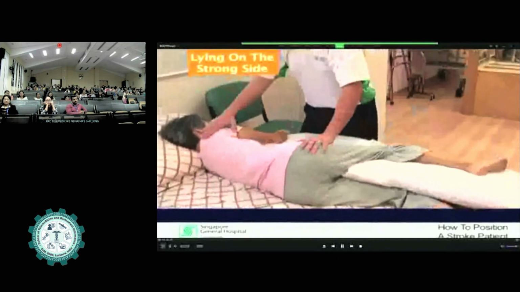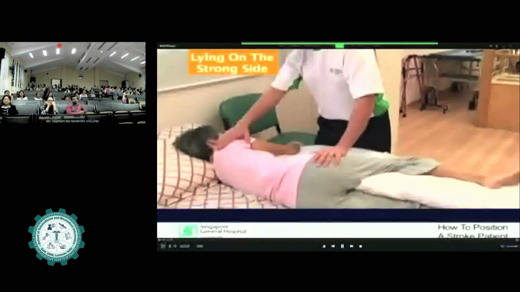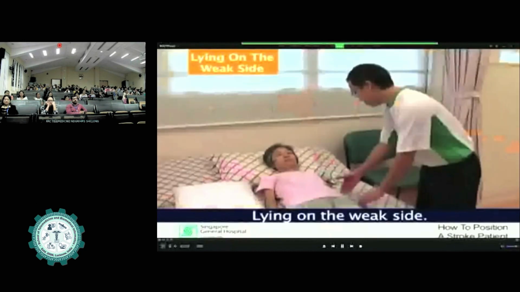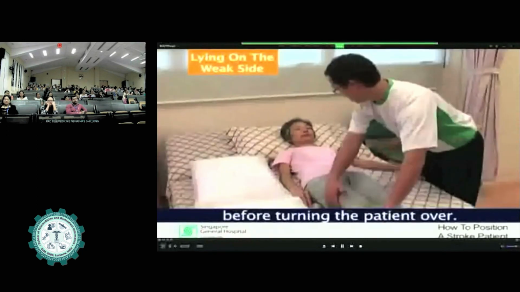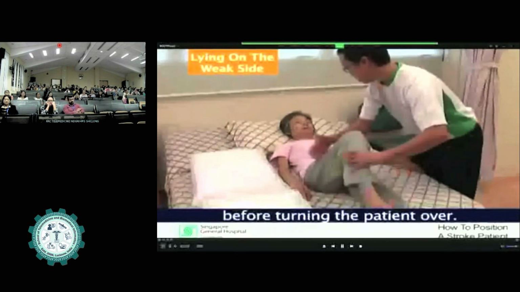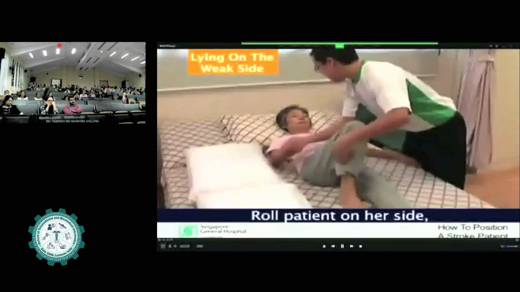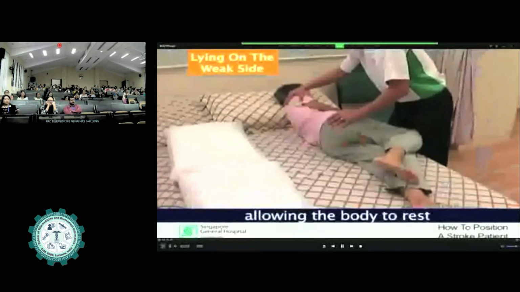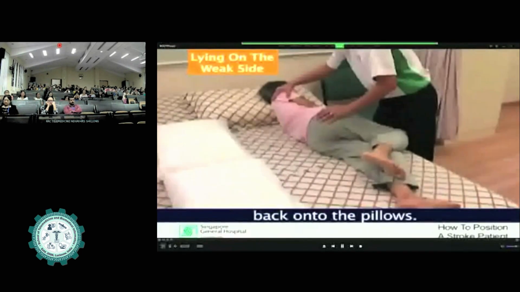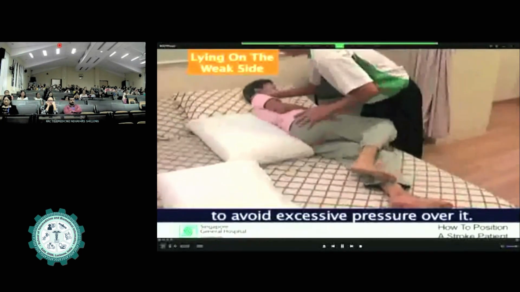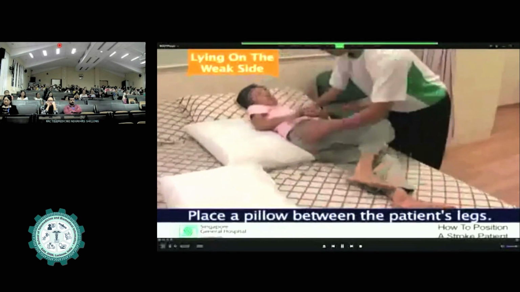Lying on the weak side. Ensure that the weak arm is placed away from the body before turning the patient over. Roll the patient on her side, allowing the body to rest back onto the pillows. Slide the weak shoulder forward to avoid excessive pressure over it. Place a pillow between the patient's legs.